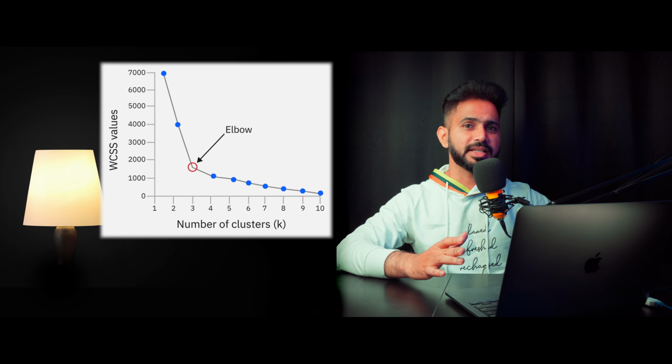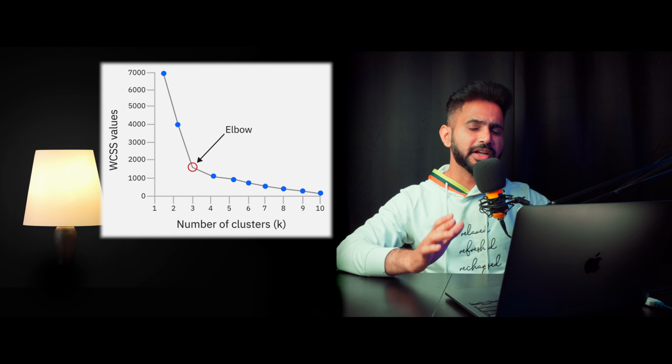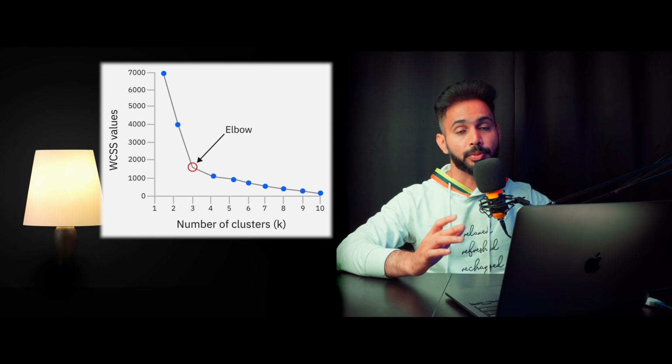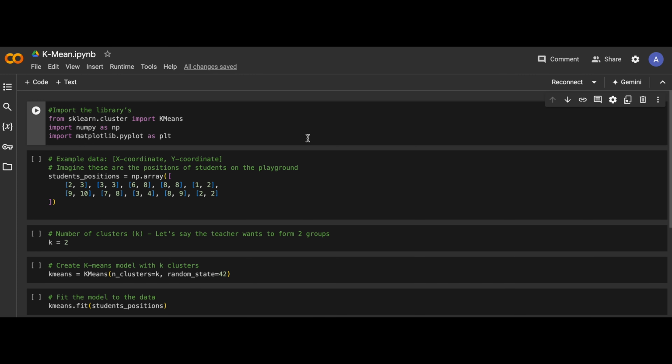In an interview, you can add that one of the challenges with K-means is choosing the right value of K, which is the number of clusters. You can mention using the elbow method to find the best K. It's like deciding the right number of groups so that students in each group are not too few or too many. Alright, let's dive into a fun and practical example of K-means clustering. Imagine a group of students playing on the playground, and we need to organize them into 2 groups based on their position.